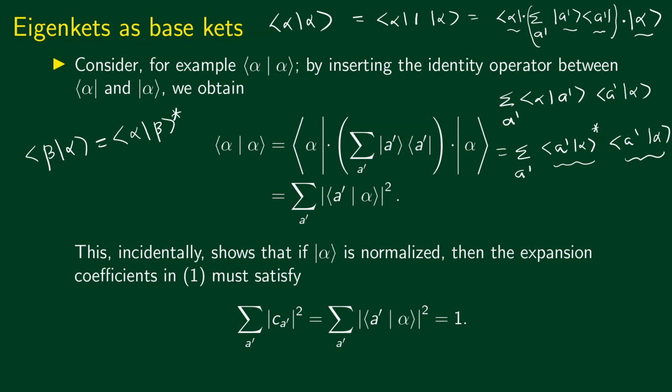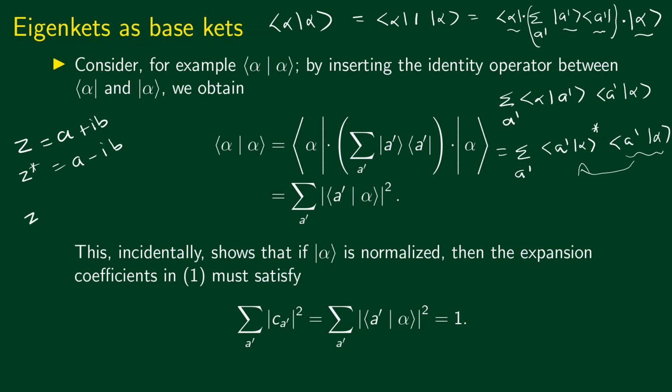Now we know that these are complex numbers, so we have a complex number here multiplied with its own complex conjugate. So let's look at complex numbers for a moment. We usually denote a complex number as z equal to a plus ib. The complex conjugate is defined as a minus ib; the imaginary part picks up a minus sign. Now if I take z star z, this multiplication will give us a square plus b square.